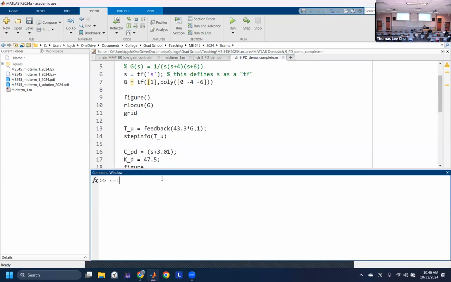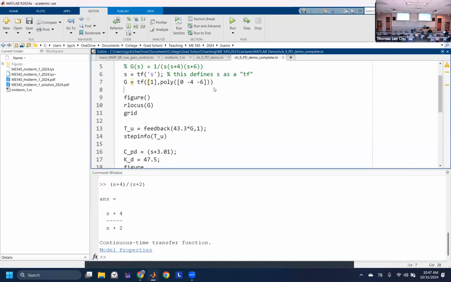The cool thing about it is that MATLAB now sees s as a continuous time transfer function. So if I do s plus 3 divided by s plus 2, it will automatically create a transfer function right there. Anyway, little trick. So what we're going to do is first create our open loop transfer function.